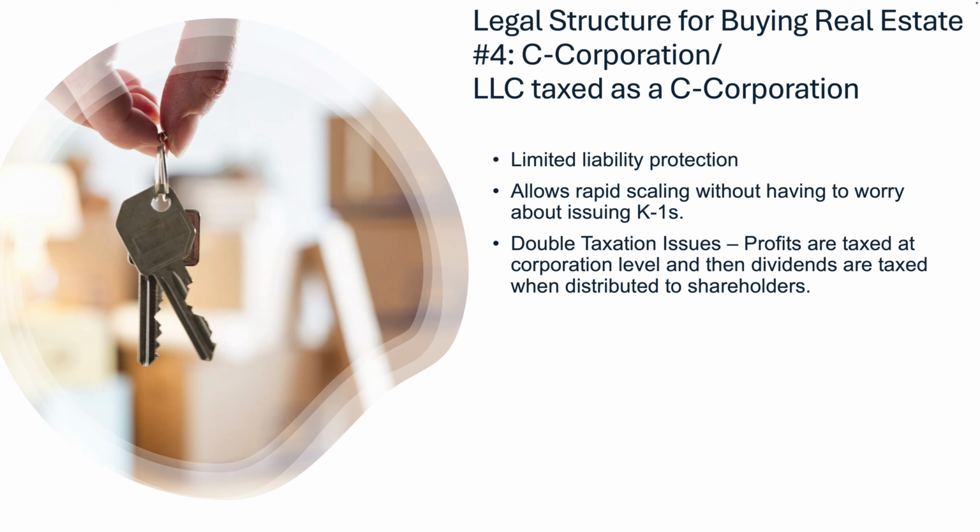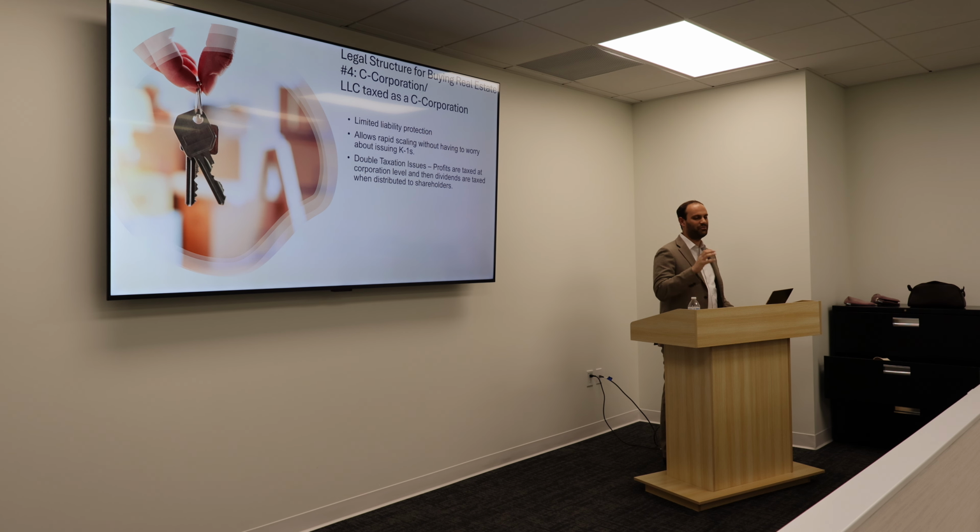There are double taxation issues which come with C corporations. And I think a lot of you have heard that term, double taxation. Like, what does double taxation mean? So when you have a C corporation that makes profits, it's taxed once at the corporate level. So the rental profits get taxed at the corporate level. On the federal, it's about 21%. And on California, it's about 9%.